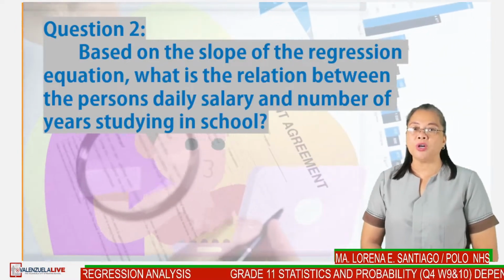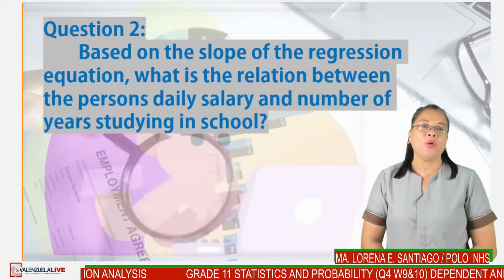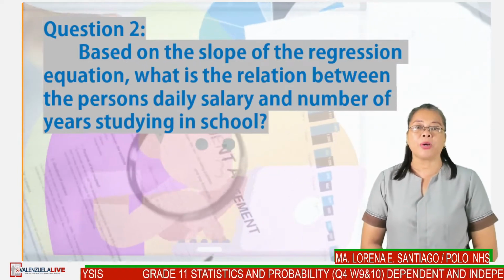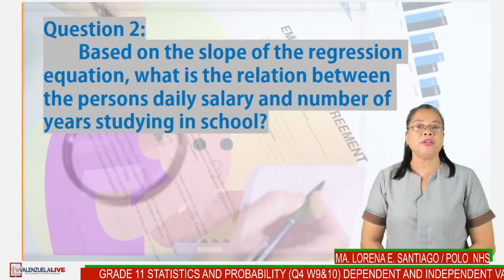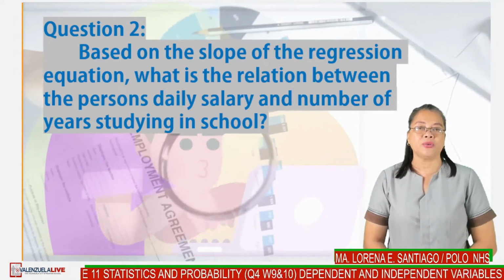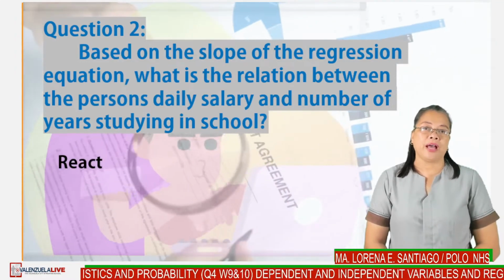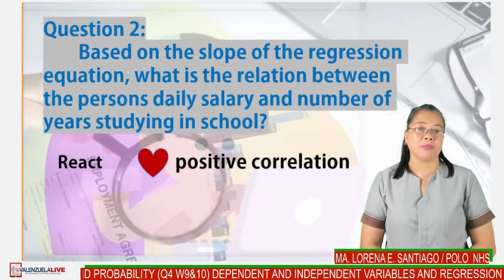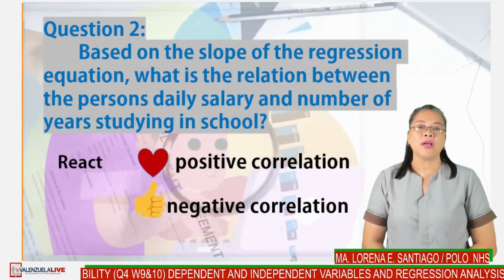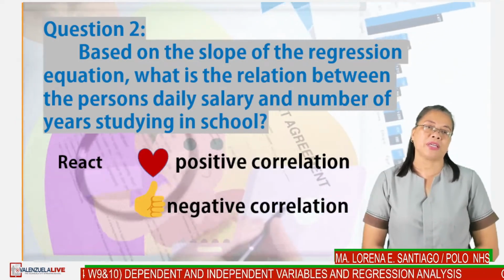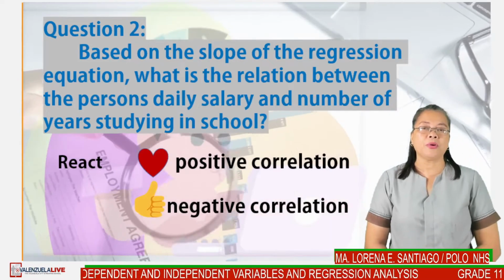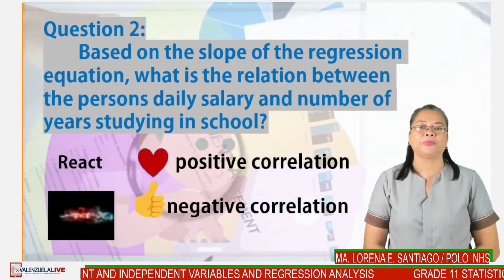Based on the slope of the regression equation, what will be the relation between the person's daily salary and the number of years studying in school? React heart if it's a positive correlation, or a thumbs up if it's a negative correlation. Timer begins now.